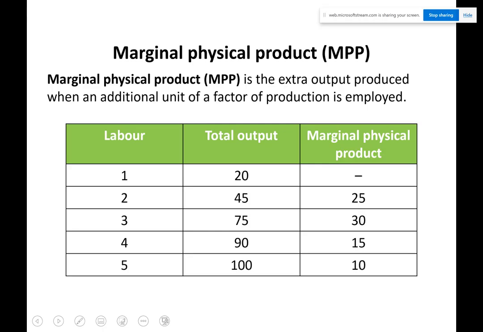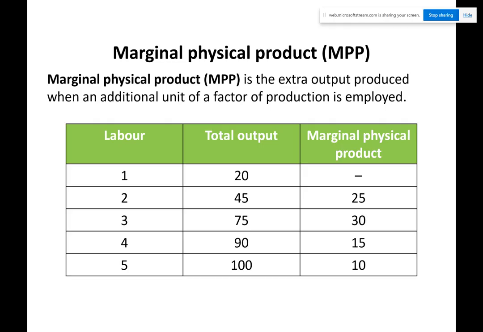In essence, it's the extra output that you get when an additional unit of labor is employed. So looking at this graph here, marginal is always the extra if one more additional unit is created. So you're hiring one person, total output is 20. You hire two people, it jumps to 45. You hire three people, it jumps to 75, and so on.